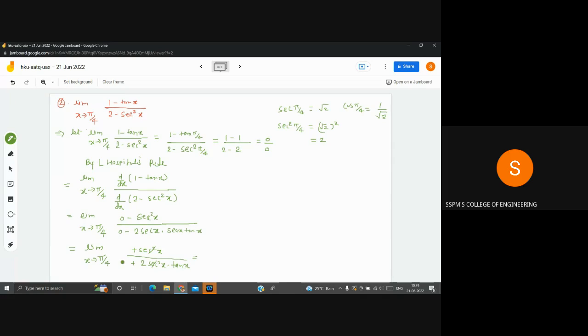And on the remaining function, when you apply the limit as x tends to pi by 4, what will be there? 1 by 2 into tan of pi by 4. And what is the value of tan pi by 4? It is 1. So their limit will be 1 by 2. So 1 by 2 is a finite limit.